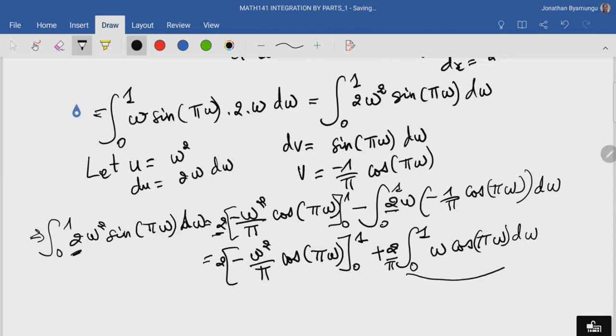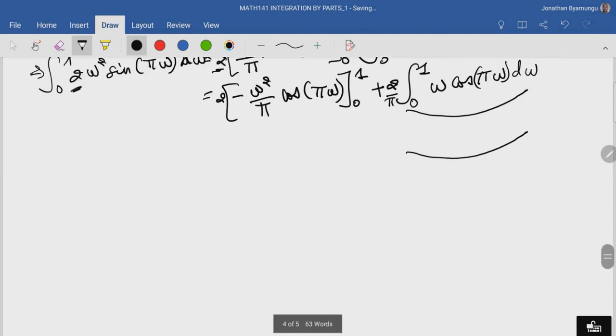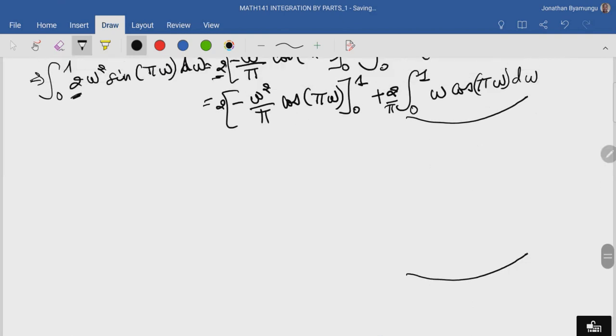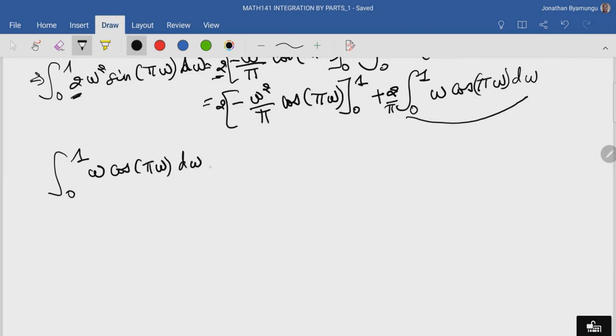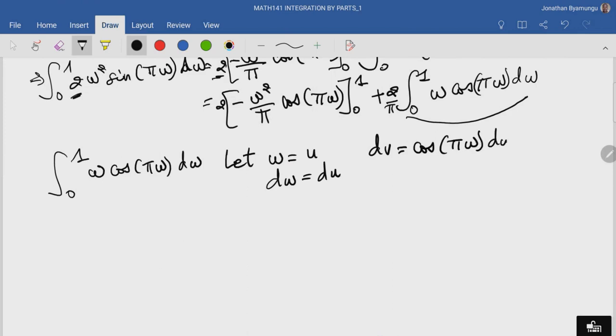Okay, so now we'll have to evaluate this separately. So when we evaluate the integral from 0 to 1 of w times cos of pi w dw, using the same substitution, we let our w be equal to u, meaning that dw is equal to du, and we let our dv be equal to cos of pi w dw, which means that our v will just be sine of pi w divided by pi.